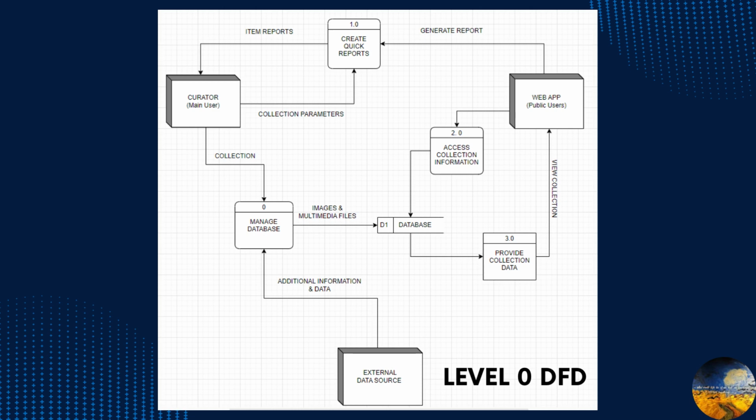The curator entity also sends a collection parameters data flow to the generate quick reports process. And the external data source entity sends an additional information data flow to the managed database process, which indicates that additional information and data are to be managed in the database from the external source.